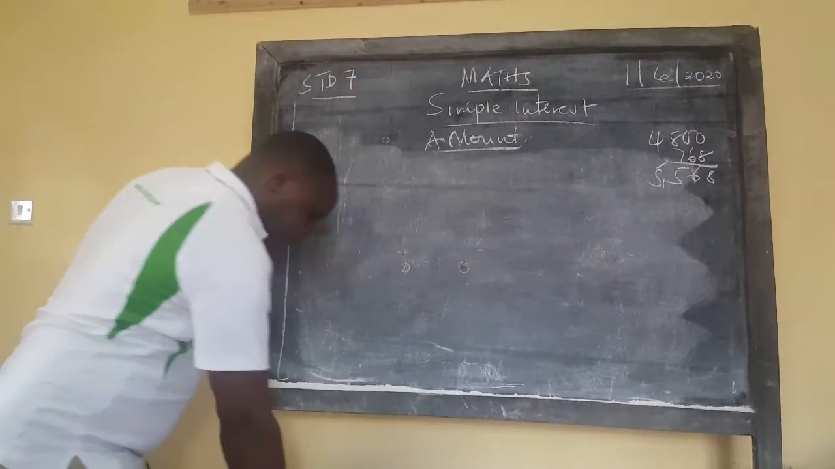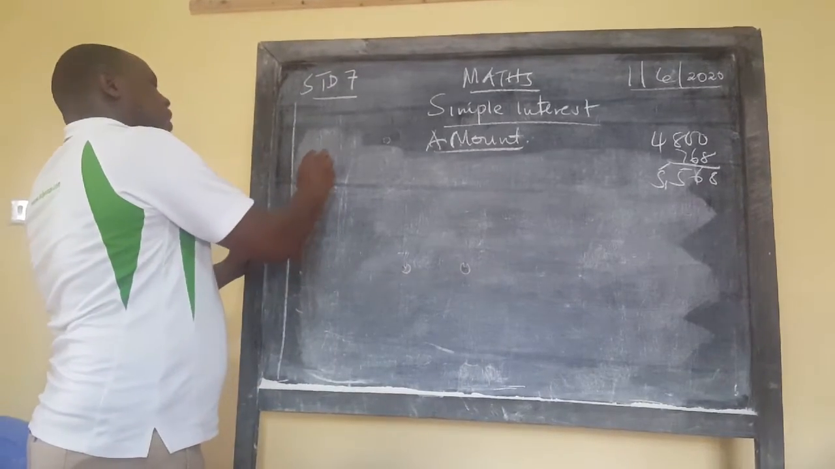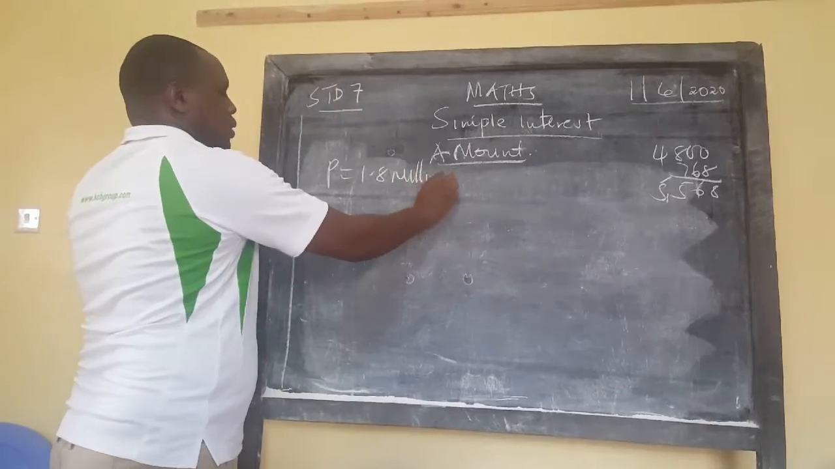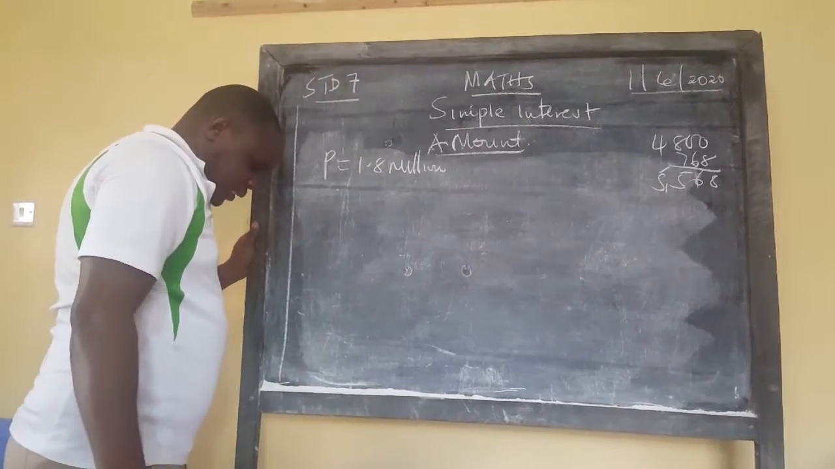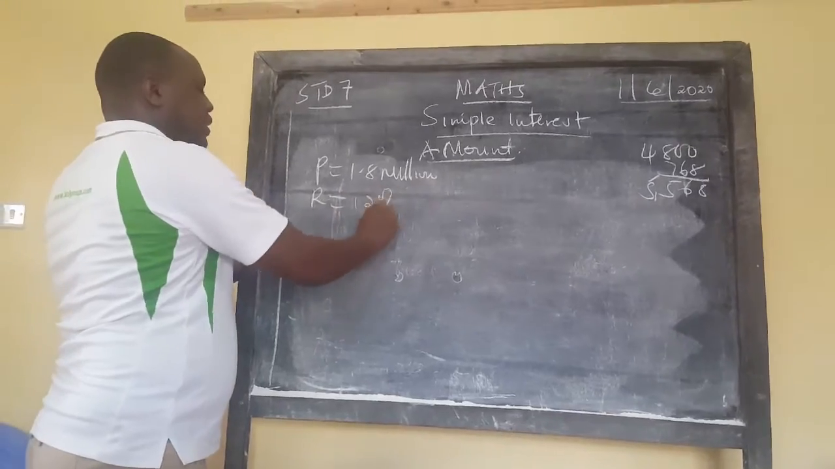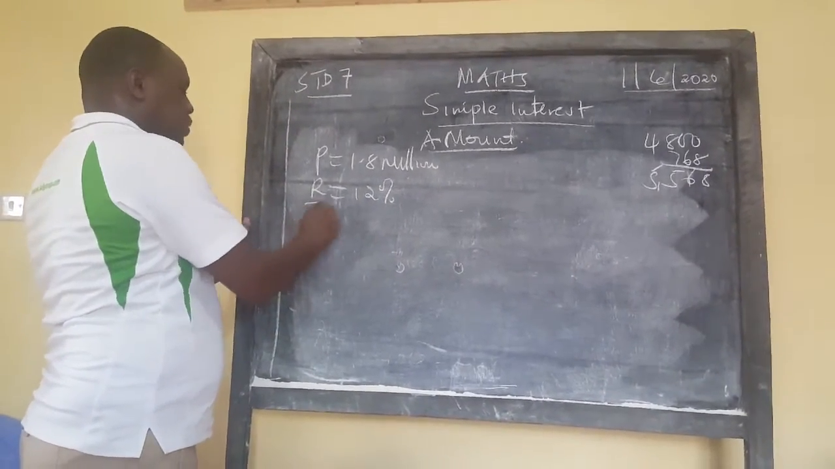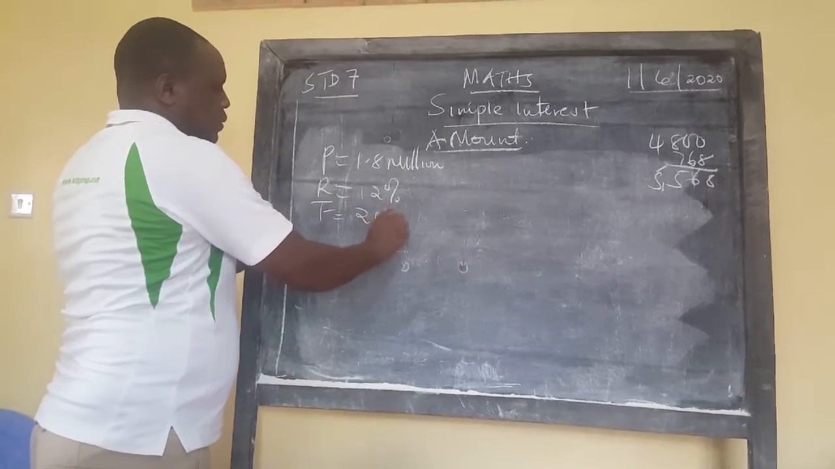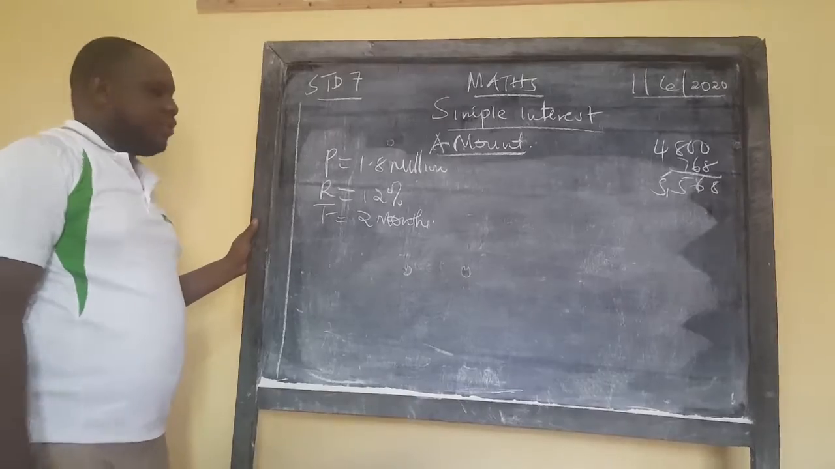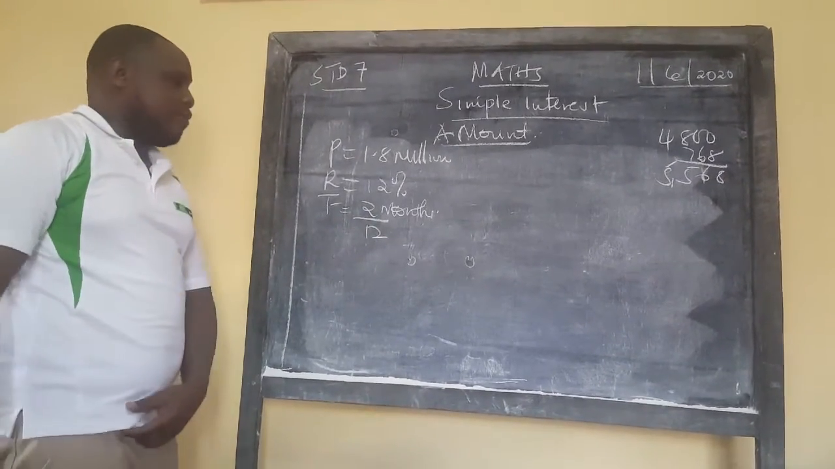which is the principal. Another one, 1.8 million was the principal, was deposited at a rate of 12% per annum, and then for 2 months. The time is 2 months. Whenever you see months, you should be seeing a year, so you divide that by 12 automatically. So 2 over 12, which is a sixth of a year.